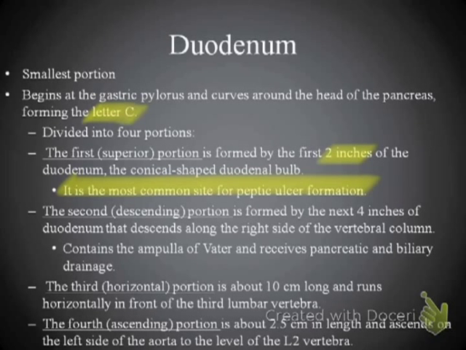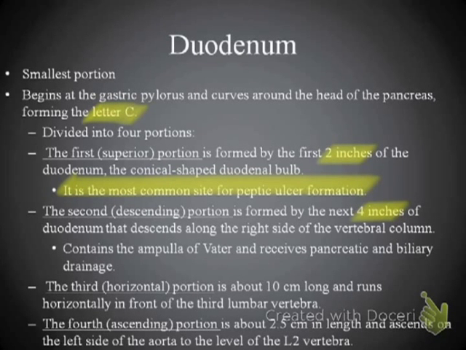The second or descending portion of the duodenum is formed by the next 4 inches. So keep that in mind, 4 inches of the duodenum that descends along the right side of the vertebral column. It contains the ampulla of Vater and receives pancreatic and biliary drainage. As we saw previously, the ampulla of Vater and the sphincter of Oddi allow the MPD and the CBD to empty into it, and that is the second portion of the duodenum.